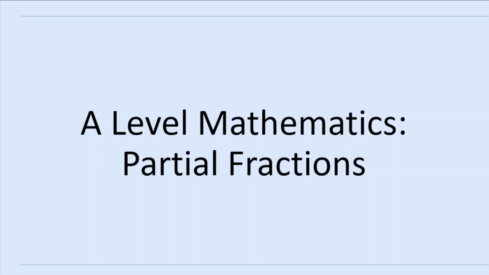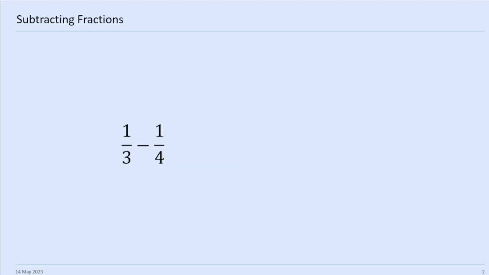I'm Simon. Today we're going to look at the A-level mathematics subject of partial fractions. So early in our mathematical career we learned to subtract fractions. A third minus a quarter, we put them over a common denominator. 4/12 minus 3/12, that's 1/12.